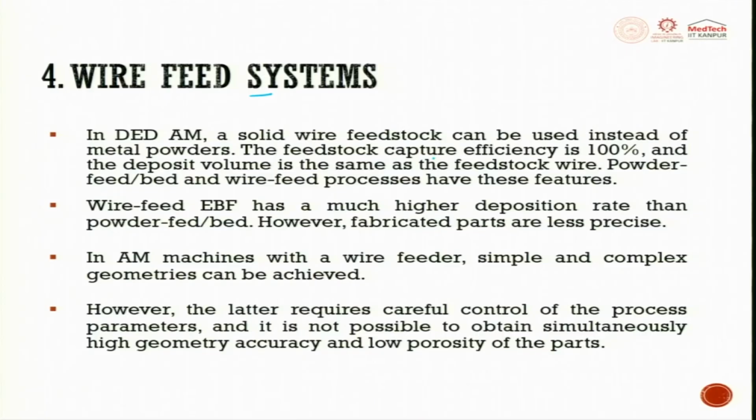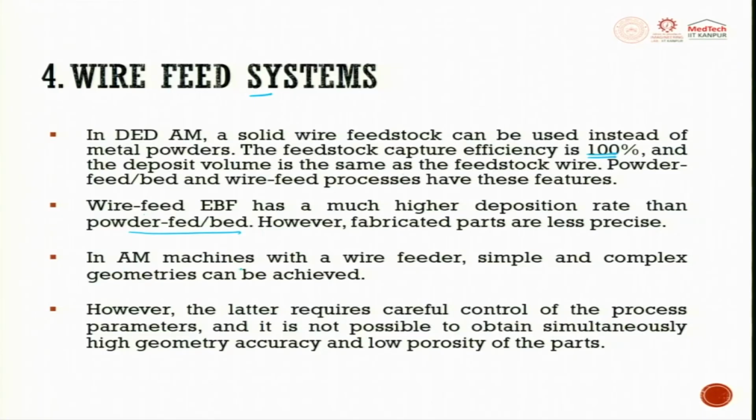So, the feedstock capturing efficiency is 100% in wire feed system, and the deposited volume is the same as the feedstock wire. Powder fed and wire fed processes have these features. So, they almost have the same features as that of the powder. Wire fed electron beam fusion method, EBF, has a much higher deposition rate as compared to that of powder bed. However, fabricated parts are less precise when we use wire as a starting material, even though you use electron beam.